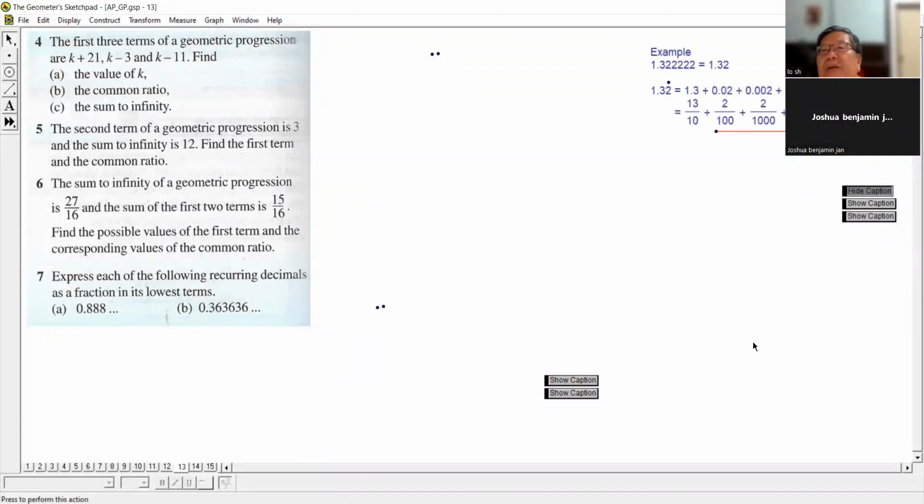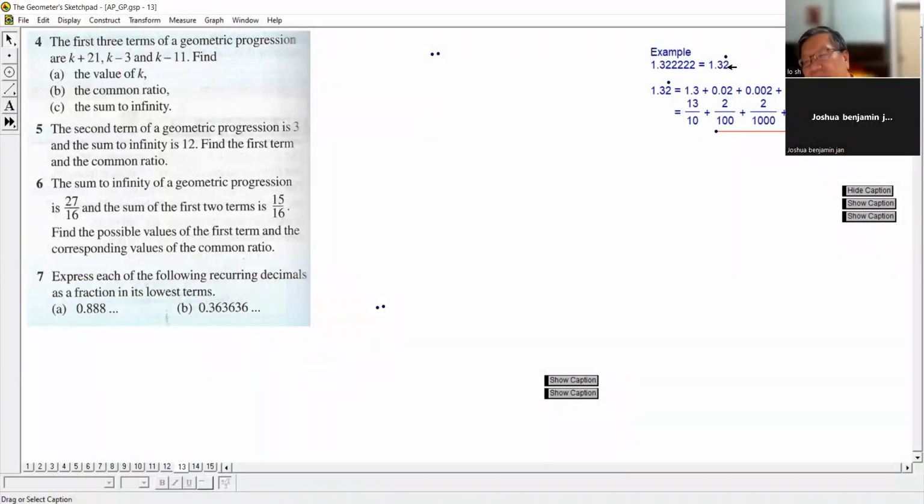So I'll show you, right? Now, let's say, for example, we have this number, 1.322222 until many, many 2s, right? This number that is repeating, we don't write so many times. We put a dot on top of the number that is repeating. So when you put a dot on top of the number that is repeating, it means 1.3, then you see the 2 there has a dot, then it'll be 2, 2, 2, 2, 2 like that.